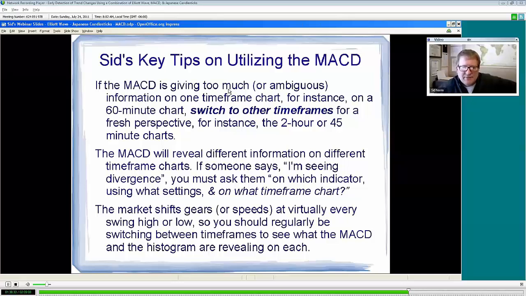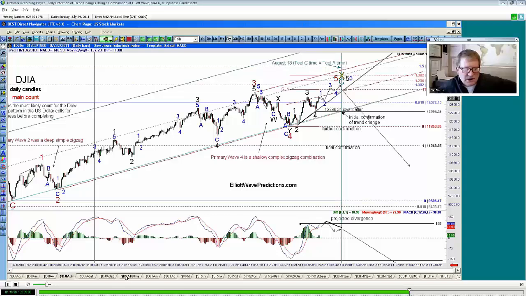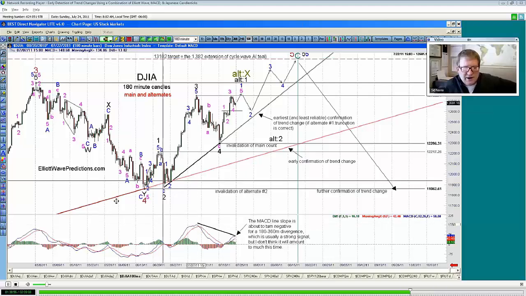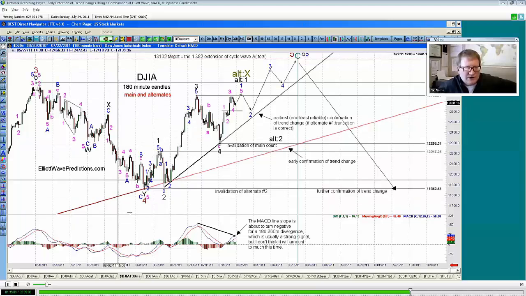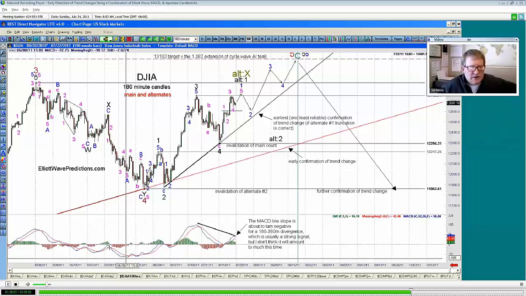If the MACD is giving too much or ambiguous information on one time frame chart, for instance on a 60-minute chart, switch to another time frame, for instance a 2-hour or a 45-minute chart. So here's the Dow Jones 180-minute chart. You can see that I'm wanting to count this as a wave 3 and this is a wave 4. I felt like those were already set in stone. And notice that we did get a divergence at the end of this correction right here. The lowest point of the MACD is back here, but the lowest point of price is there.